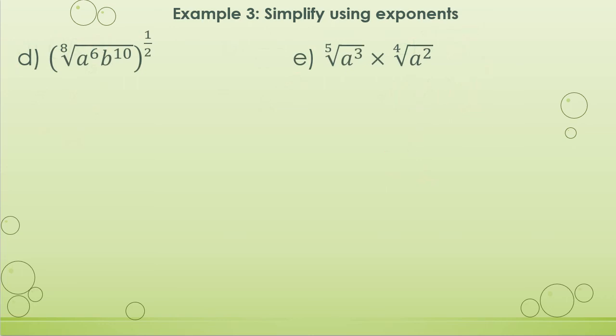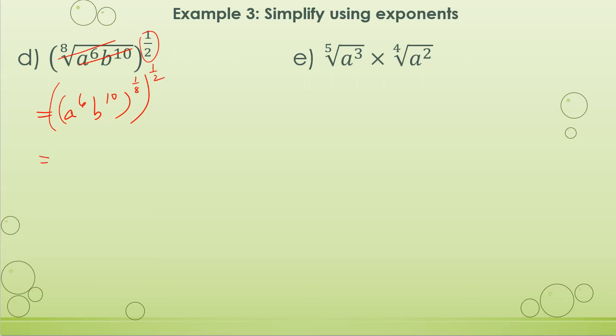Still the same example, just kicking it up a little notch for each one of these. D, same thing. Start on the inside, work your way out. So let's start with our base. Our base is a to the 6, b to the 10. The next thing I encounter is the 8th root, which is really 1 over 8. The next thing I encounter is this exponent 1/2, right there.